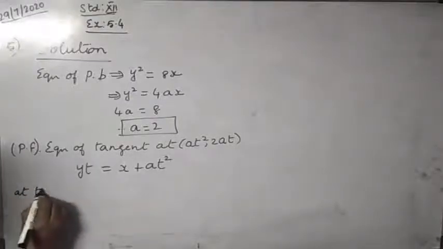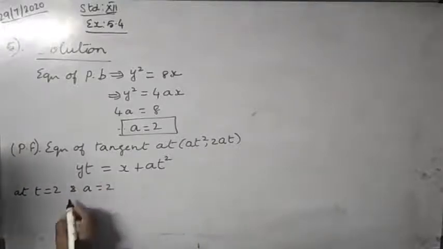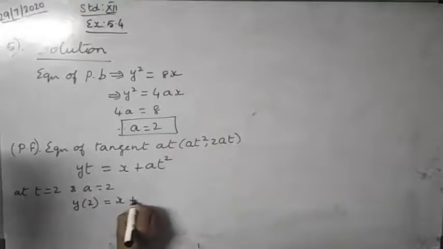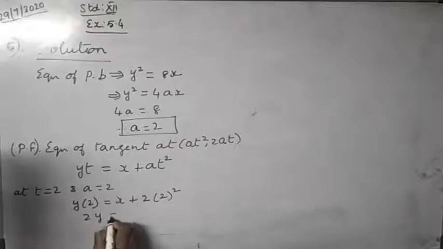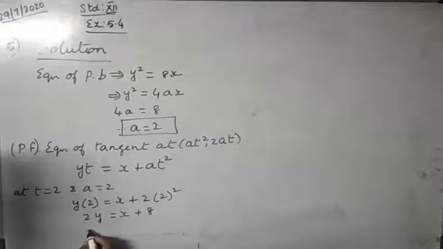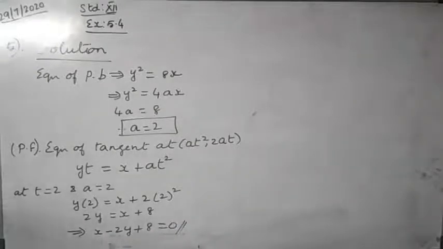At t is equal to 2 and a is equal to 2, this equation becomes y into 2 is equal to x plus 2 into 2 square. So 2y is equal to x plus 4, 2 fours are 8. So the required equation is x, bring this 2y to this side, x minus 2y plus 8 is equal to 0 is the required equation. Now question number 6.